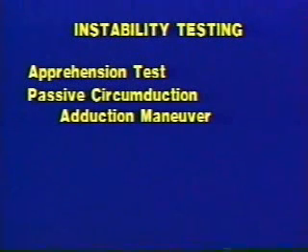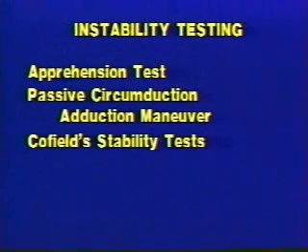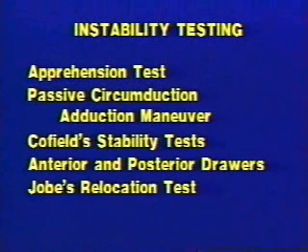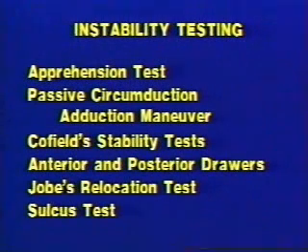The various tests described for examination of shoulder instability attempt to document abnormal translation between the humeral head and glenoid fossa with passive stress applied. The following tests are performed: the classic apprehension test, passive circumduction abduction maneuver, test for posterior instability, Cofield's translational stability test, performed in external rotation, both sitting and supine, anterior and posterior drawers, tested in the supine position, Job's relocation test, and the sulcus test for inferior and multidirectional instability.